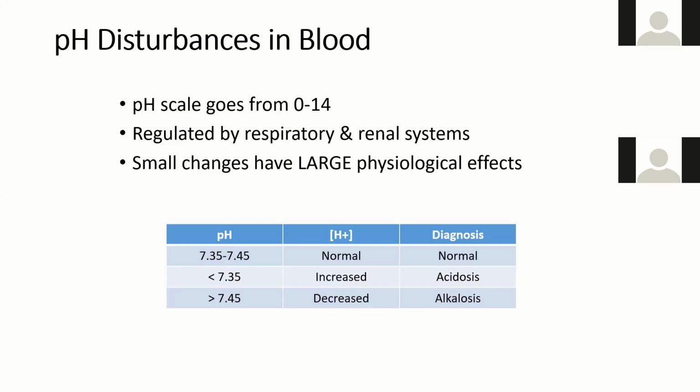We can have conditions that create acidosis. So if we see an increase in the hydrogen ions in the blood, we're going to lower our pH and become more acidic. If we decrease the amount of hydrogen ions in the blood, we're going to see conditions that create a condition of alkalosis. So our pH can also get too high. And both of these are basically a problem because of how proteins work.